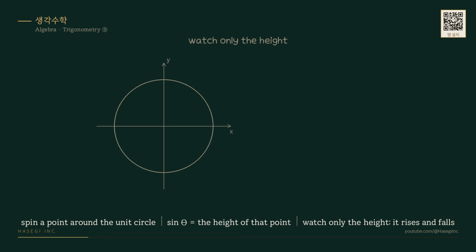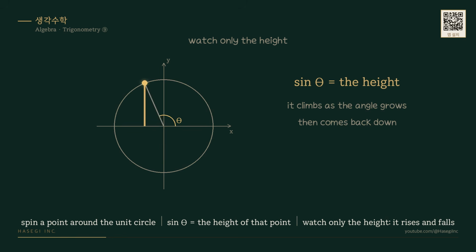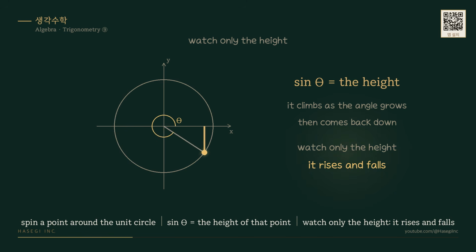Spin a point around the unit circle. Sine theta was the height of that point. As the angle grows, the point climbs, and then comes back down. So if you watch only the height, you get a value that rises and falls.